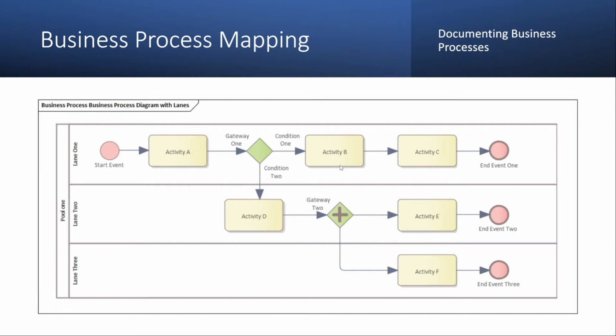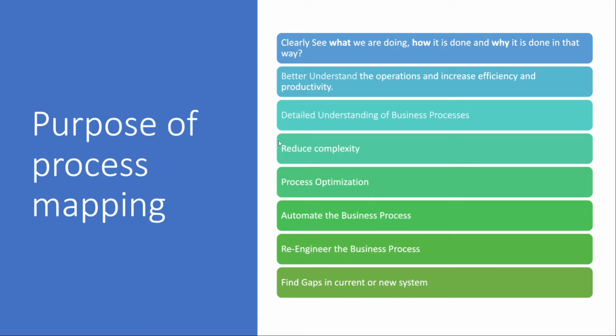If you see here on your screen, this is a typical business process which has various activities and start and stop events. I will let you know what the standard is and how we have to map this process. But before that, let me clarify a few concepts here.